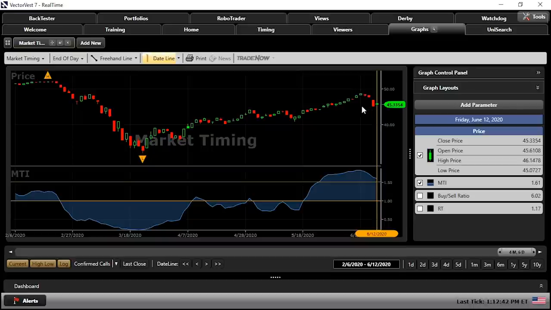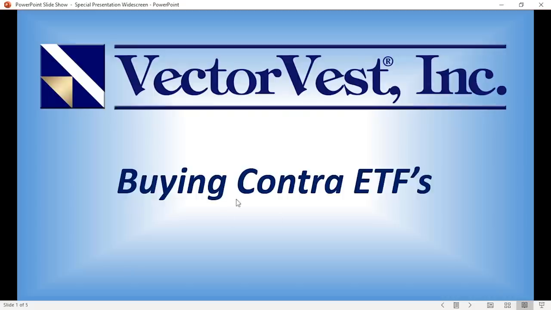So what does this look like? It actually looks like the market is starting to turn over, and notice the MTI is still above the level of looking for a top, but the primary wave is down for 2 days in a row. So today we will talk about playing this possible downturn with Contra ETFs, but many of you may not know what those are. So I'm going to go back to the slides and let's talk about what an ETF is first.